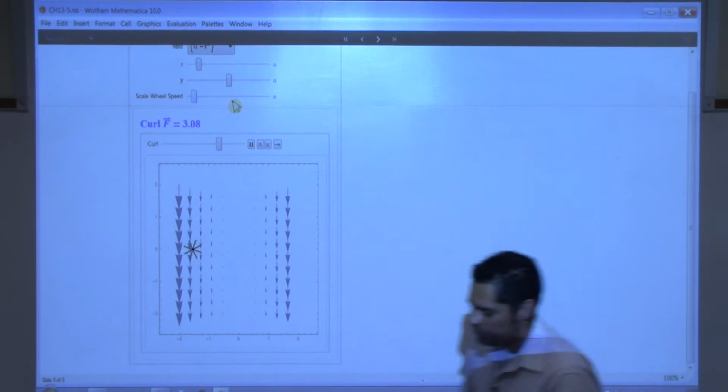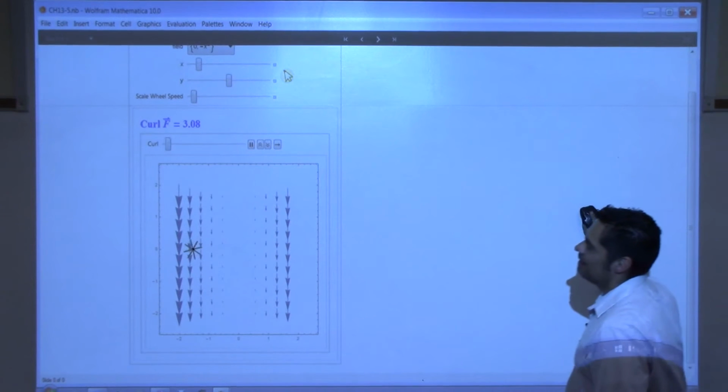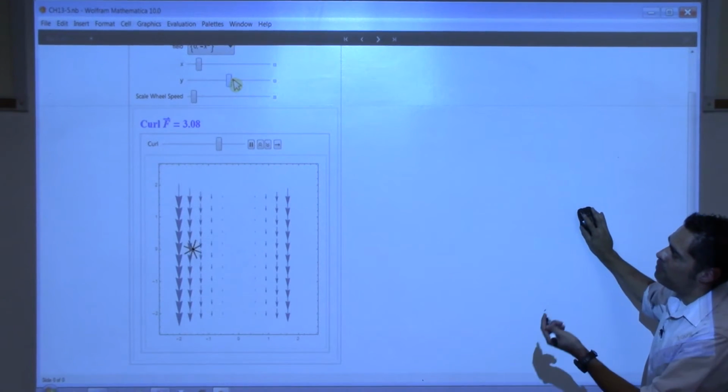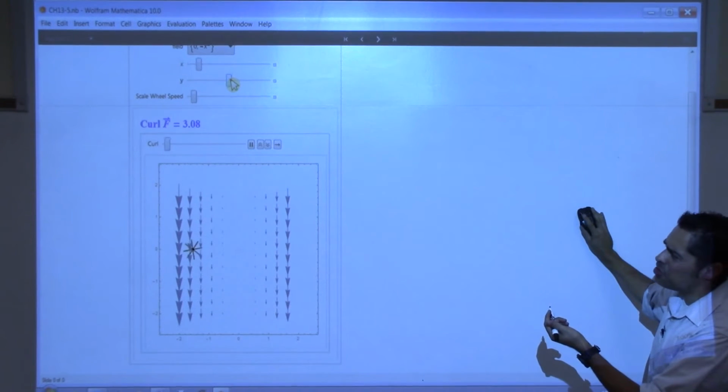That was a nice spin too. You like that? Okay. And then what if I move him up? What if I move him up? Nothing should happen, right?